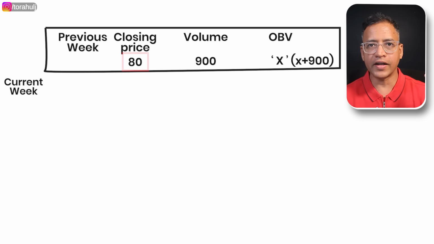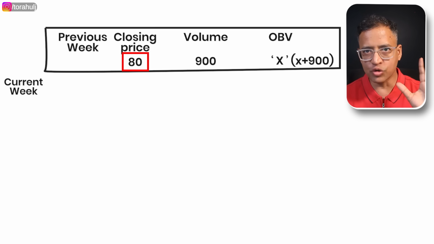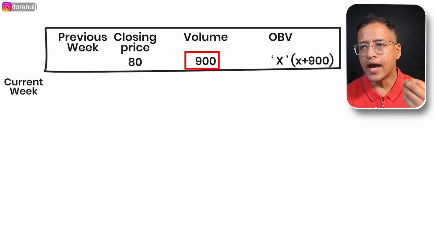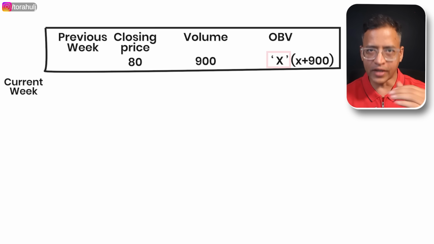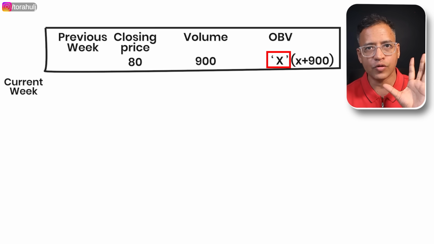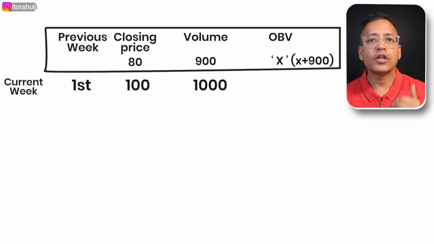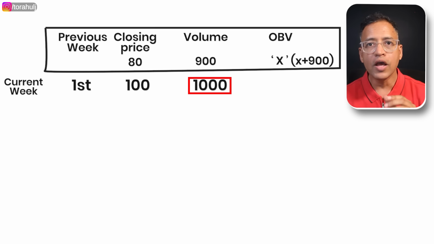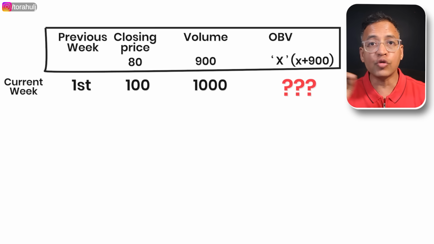Let's take an example of a stock. If a stock on a Friday closed at 80 rupees, the closing price is 80 rupees, and the volume on that day, Friday, was 900. Let us assume the on balance volume, which I will explain in a minute, is X. Now on Monday, the first day of the week, the closing price was 100 rupees and the volume on Monday was 1000. How will this on balance volume now change?